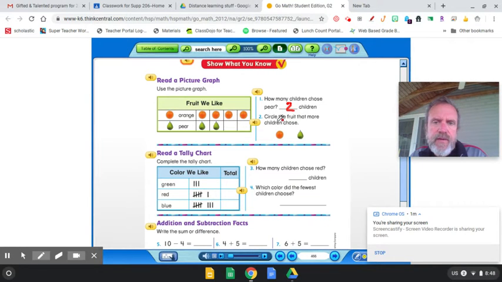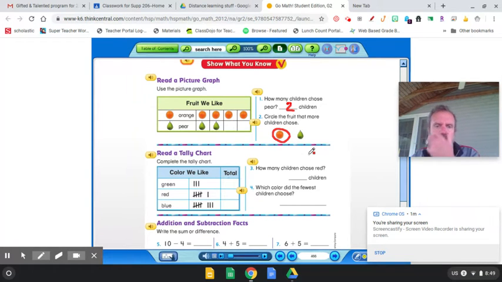Come down to the next one: circle the fruit that more children choose. So more, we know, would be the one with the bigger number. If we look at these, orange is 1, 2, 3, 4. Pear is 1, 2. Which one's bigger? Oranges.